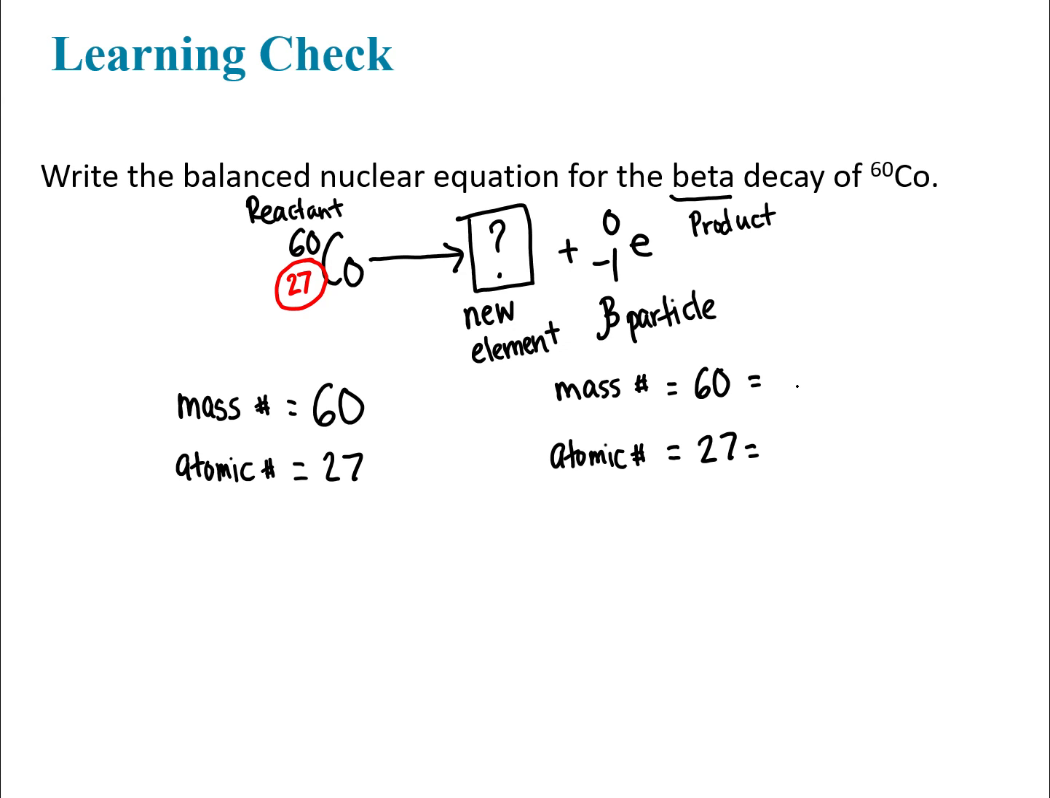But we don't just have one particle or one element on this side. We have an element and a particle. We don't know what the new mass number is, but we know that the beta particle doesn't contribute to it. So if we don't have any addition to the mass number from that beta particle, that means that our new element is going to have the same mass number.